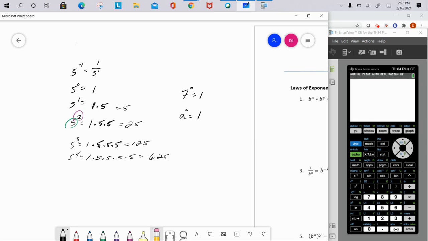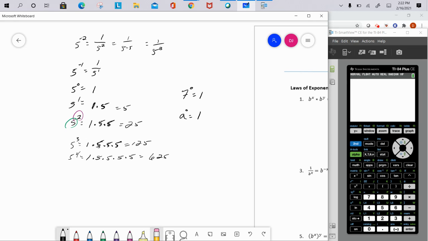Or if I've got 5 to the negative second, that means I'm going to start with 1, do the opposite of multiplying, which is dividing by 5 twice. 1 divided by 5 times 5, or 1 divided by 5 to the third. This is why the negative exponent means division. It's not just made up. The exponent indicates how many times I'm multiplying. So if the exponent is negative, that indicates that I am dividing.